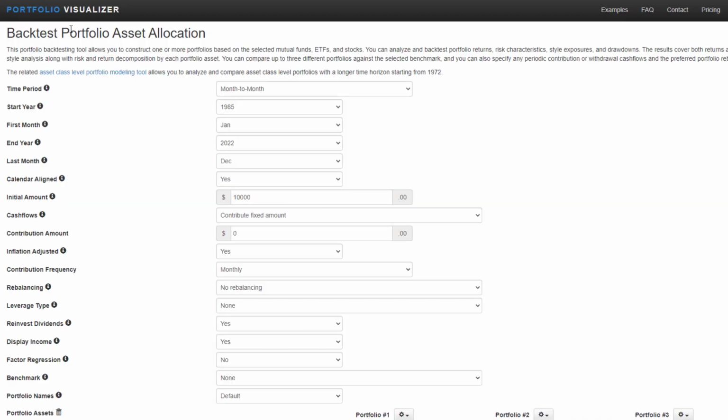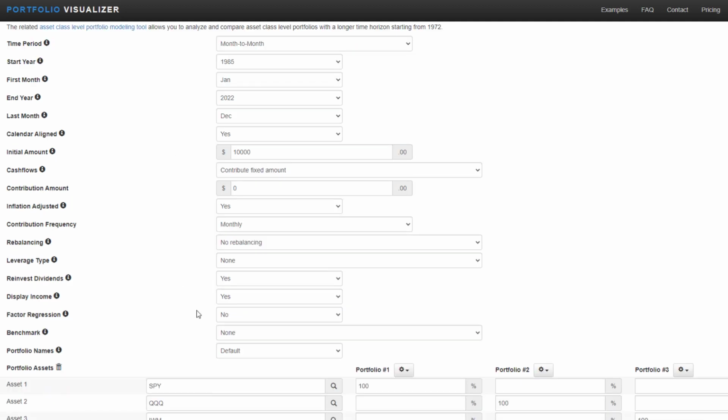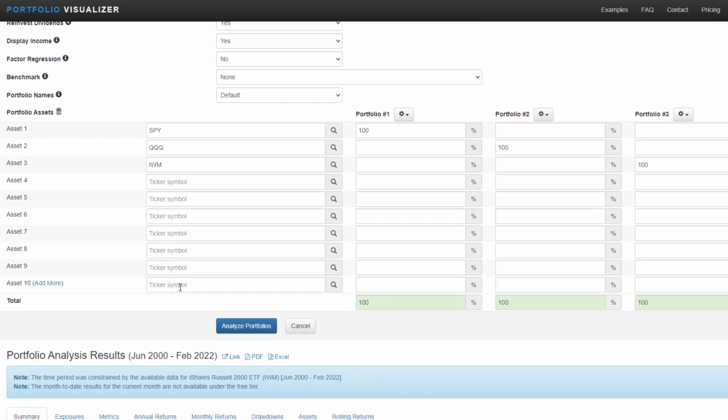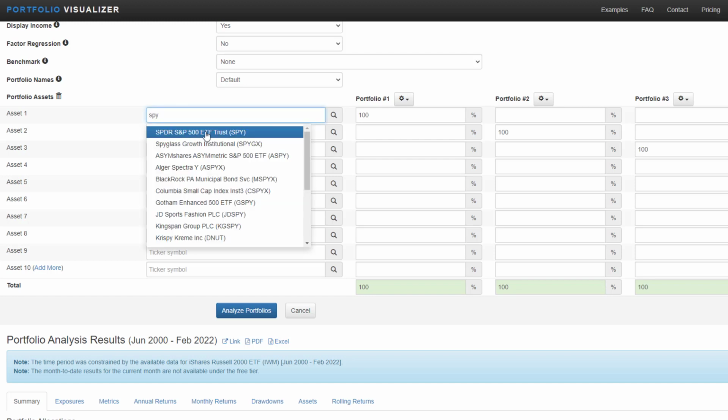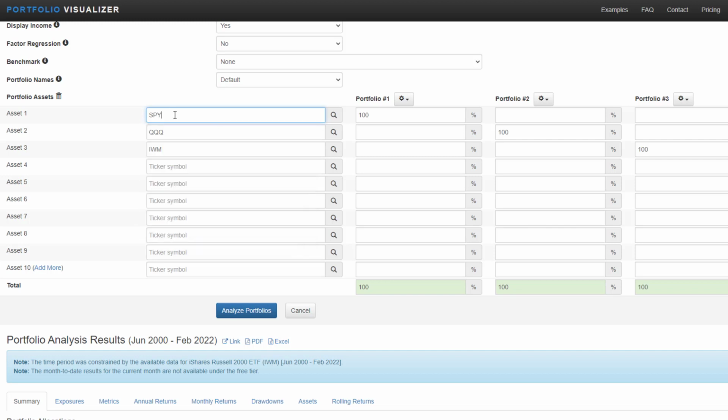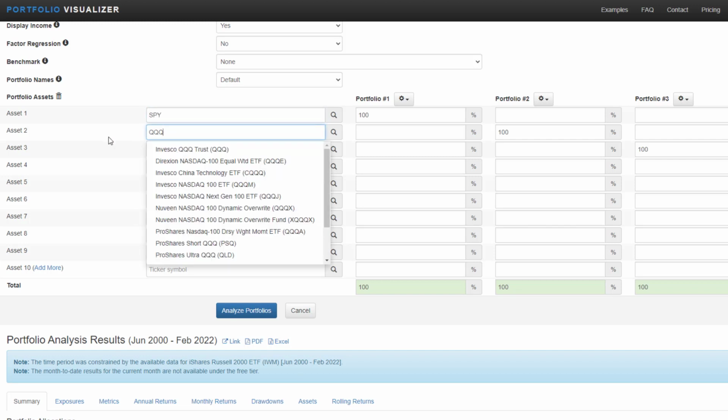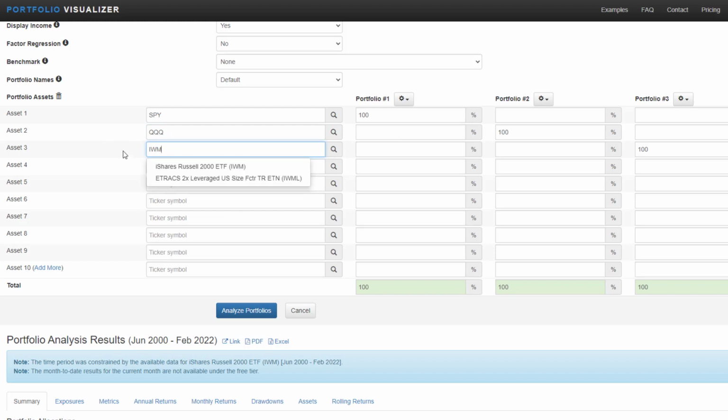If we take a look at their backtest portfolio asset allocation calculator, there's a lot of different inputs that we can play around with to be able to determine the history of various different funds as you type in the ticker symbol here. So for instance, I have already put in the calculator SPY, but as you start to type in this line here, you get to choose between the different funds that they have input into their website. I have an S&P 500 ETF, a NASDAQ 100 ETF, and a Russell 2000 ETF.